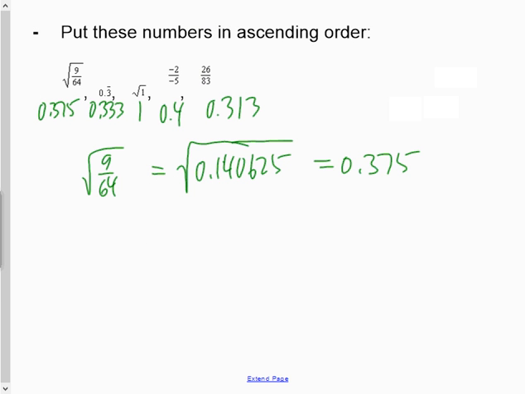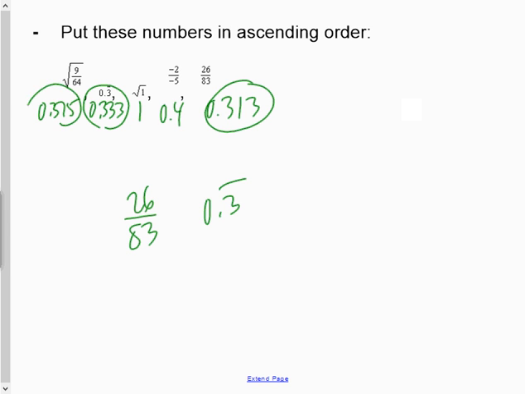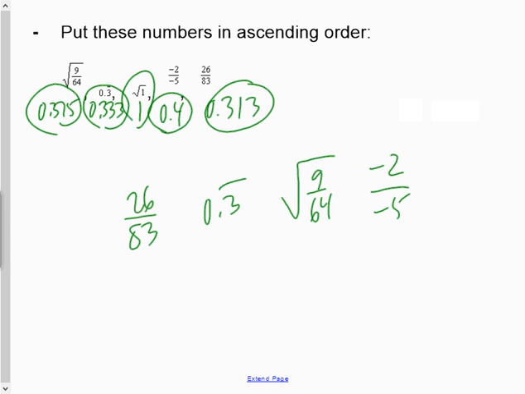So the first thing I did is I created all of them as decimals. And then if I put them in ascending order, that means I want to start at my smallest number and build it back up. So my smallest number here is this one. So the first one I'm going to put down is, this is my smallest. My next smallest would be this one, which is 0.3 repeating. Then this one, the square root of 9/64. Then this one, which is negative 2 over negative 5. And finally this one, which is the square root of 1.